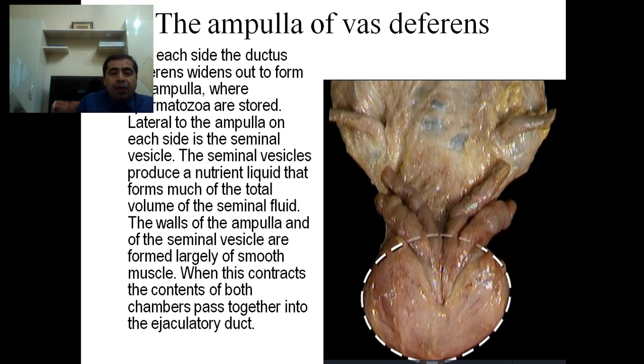The walls of the ampulla and of the seminal vesicle are formed largely of smooth muscle. When these contract, the contents of both chambers pass together into the ejaculatory duct.